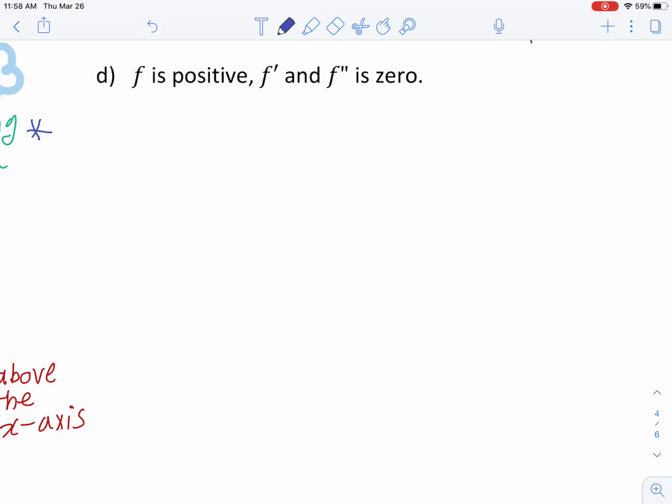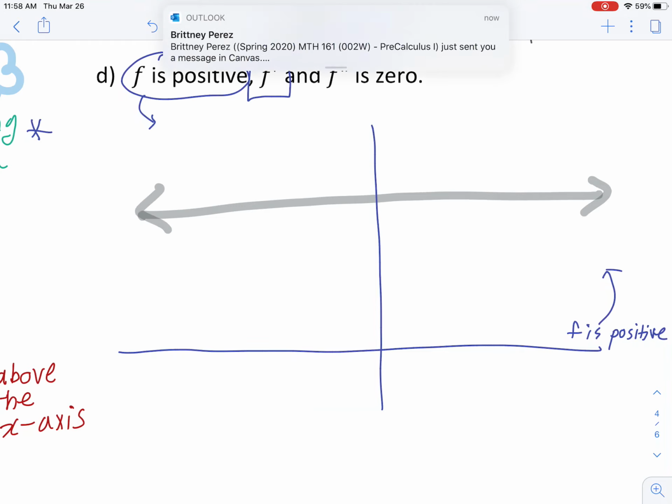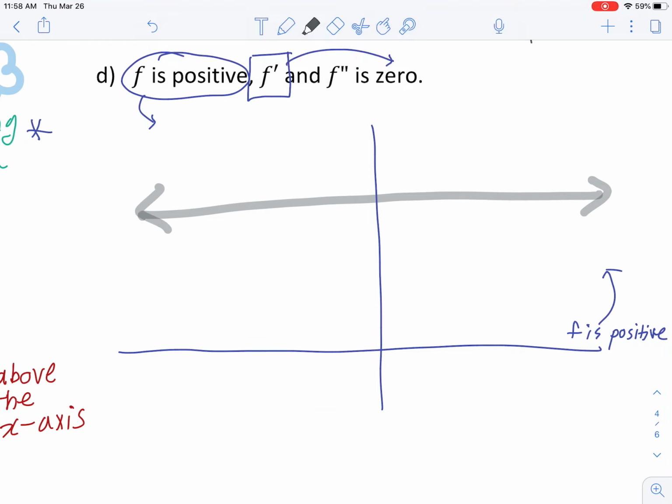All right, the very last one, they said f is positive. Oh, I know this. F is positive means my entire graph will be above the x-axis with all positive y values. So I know I'm going to have a graph that's completely above the x-axis. What else do we know? They also said f prime is 0. That means this graph is not increasing or decreasing. How else can I graph this other than a horizontal line? So I graphed a horizontal line.